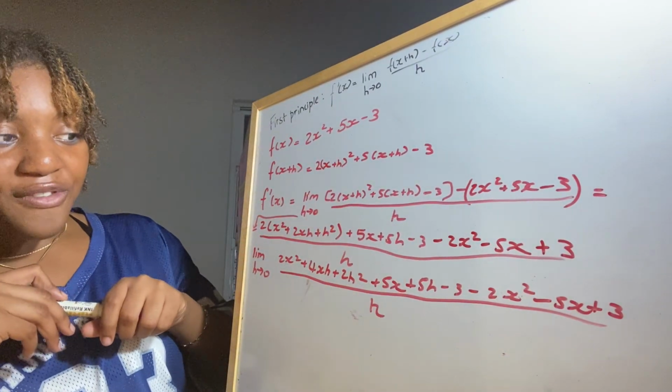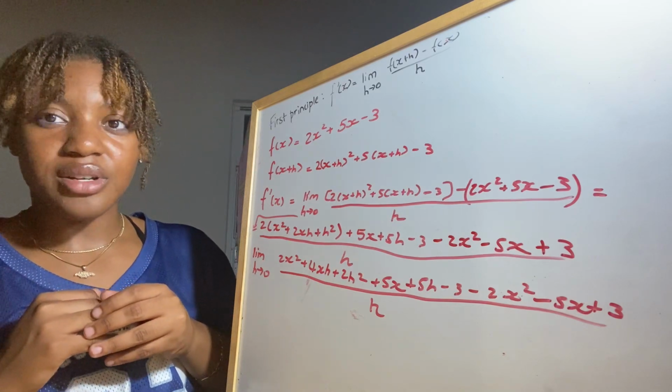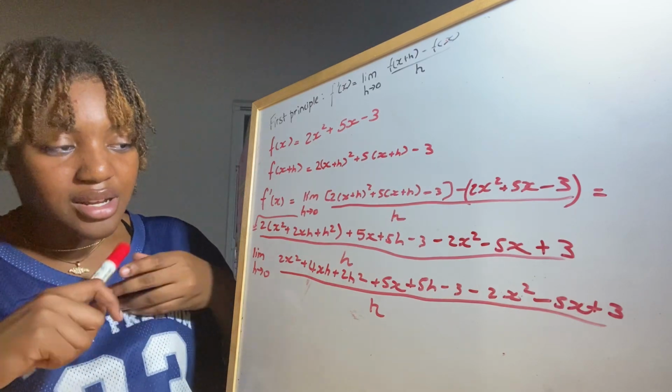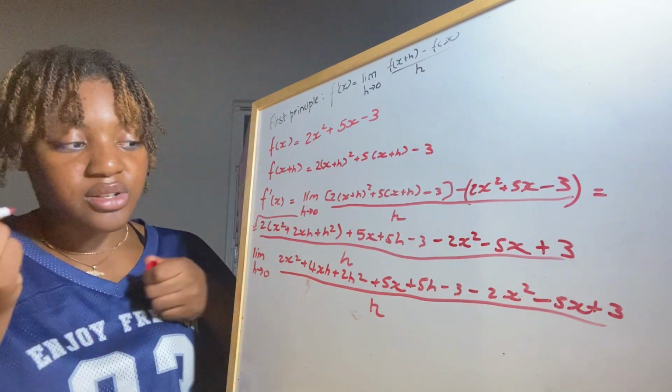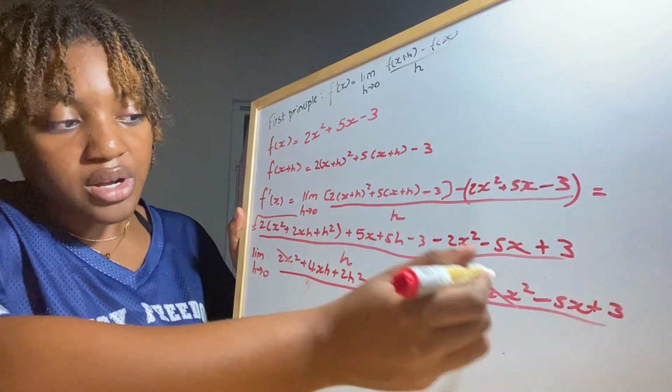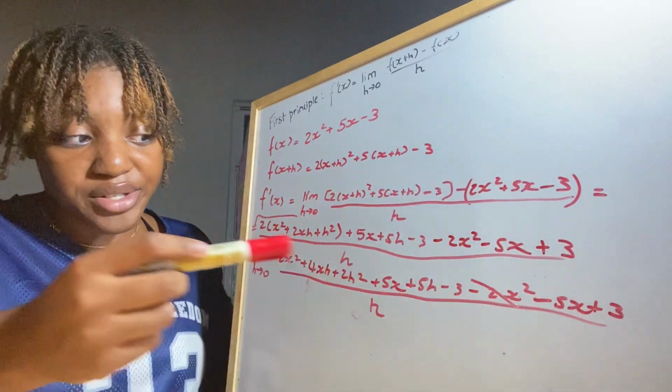Yay! So from here, we're going to see what we can cancel out, what would basically give us 0. So here we have a 2x squared, and we'll have minus 2x squared. So I'm going to cancel out the 2 because that would give us 0. Next thing is that we have 5x and minus 5x.